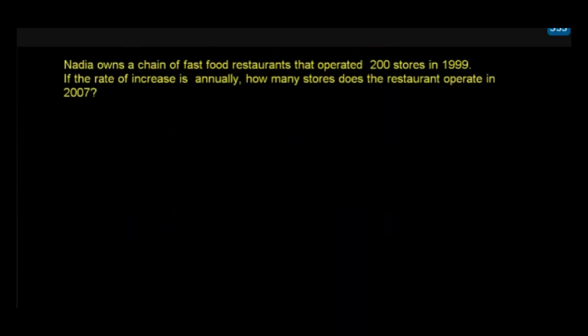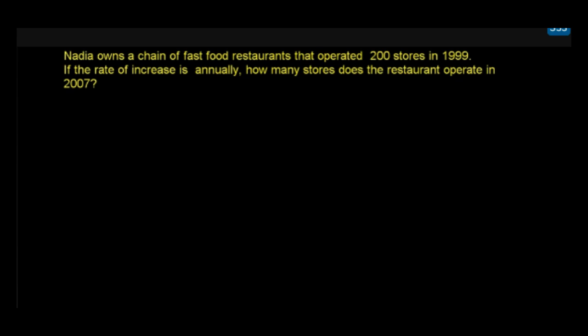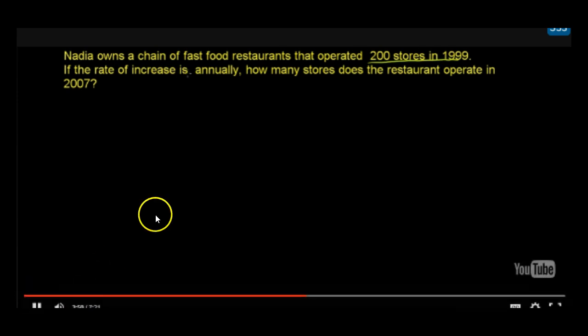Let's do another one of these. Nadia owns a chain of fast food restaurants that operated 200 stores in 1999. If the rate of increase is, actually, there's a typo here, 8% annually. How many stores does the restaurant operate in 2007?